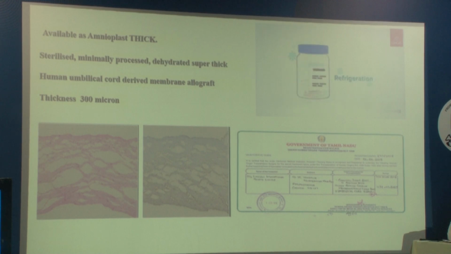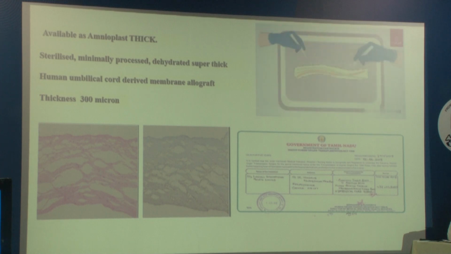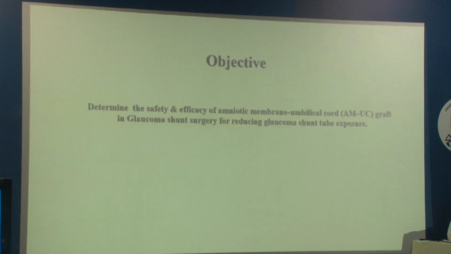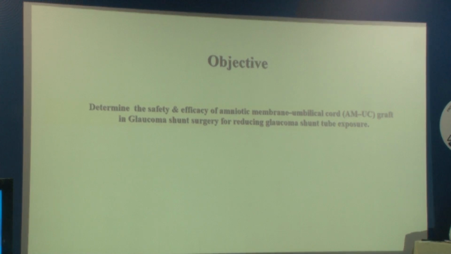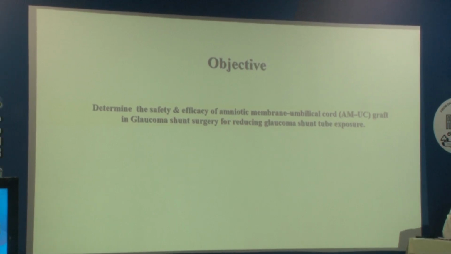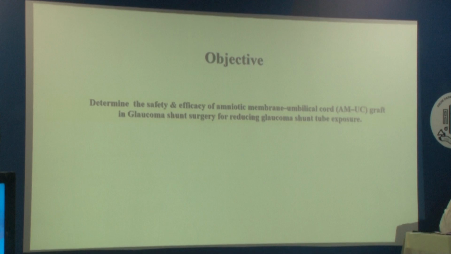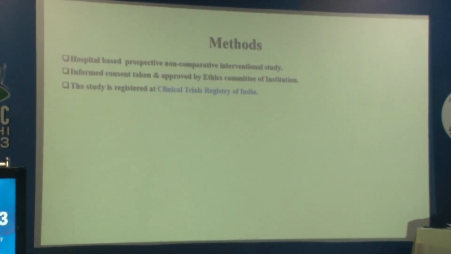And this is the histological picture that showed the devitalized amniotic epithelium, compact stroma, and basement membrane, and it is registered under the Human Organ Transplantation Act. So the objective of the study was to determine the safety and efficacy of amniotic membrane umbilical cord graft in glaucoma shunt surgery for reducing glaucoma shunt tube exposure.